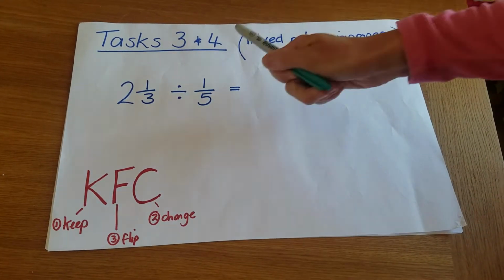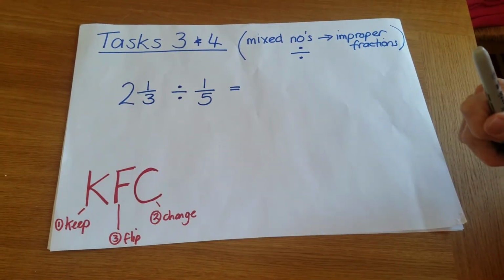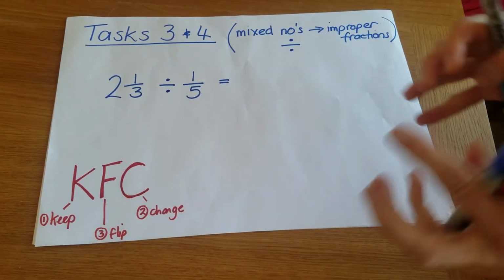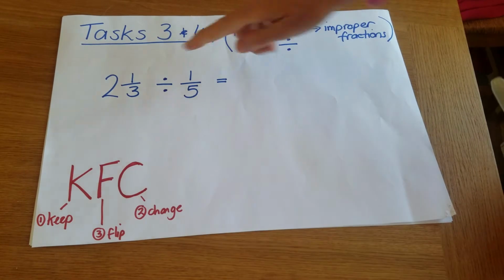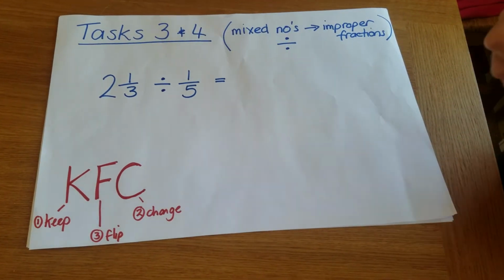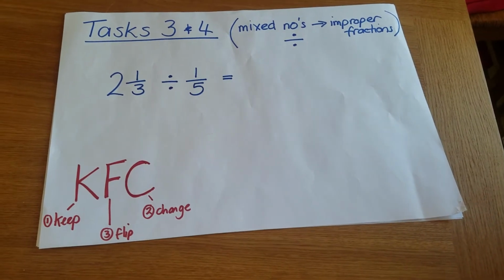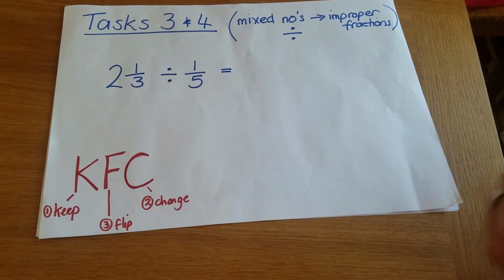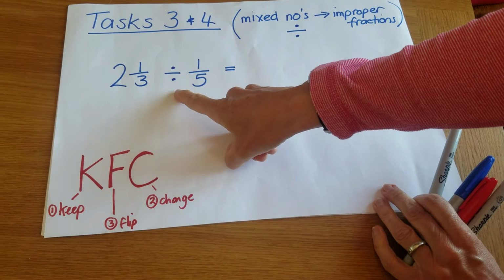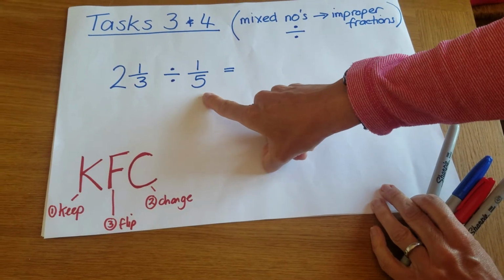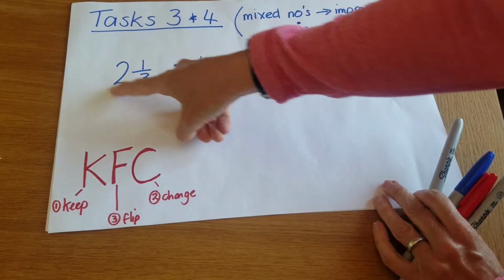Okay, so for tasks 3 and 4 today, I've brought them both together because they're very similar in that they use a whole number and a fraction. We've got mixed numbers here that we first of all have to convert into an improper fraction. So 2 and 1/3 divided by 1/5. We have to sort this out first.